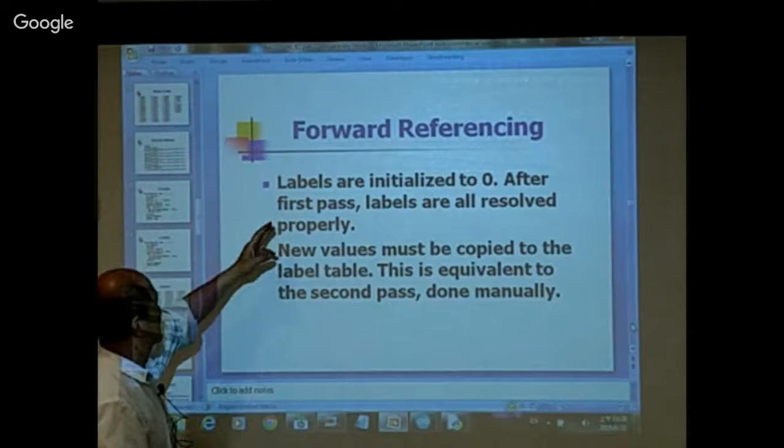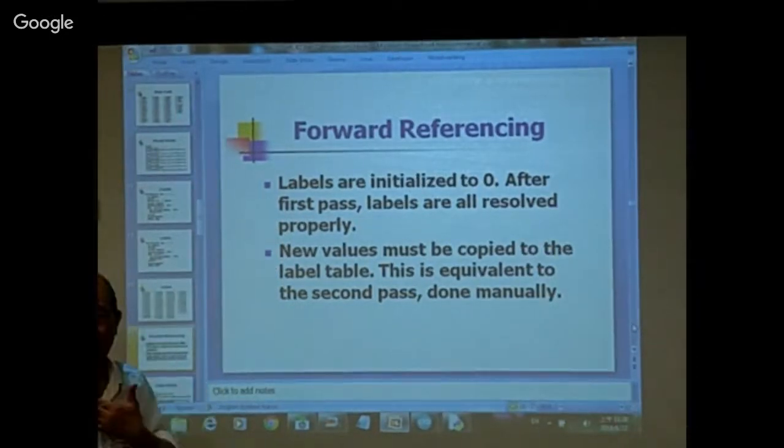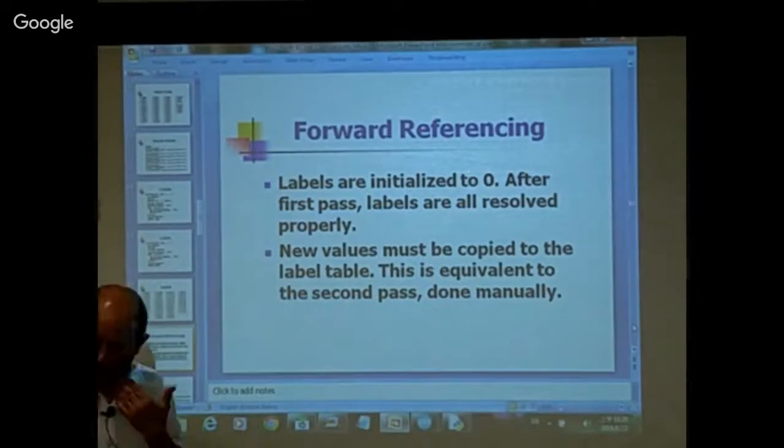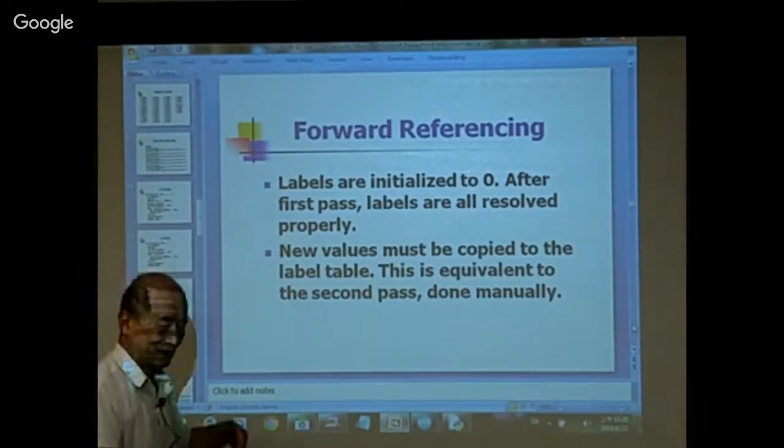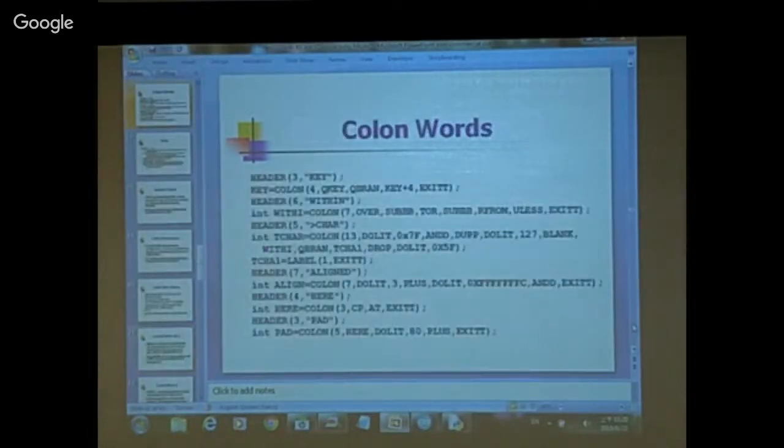So here are a bunch of colon words. You have the header and the key. You have query key and Q branch key +4. So this one branches to here. This is a begin until loop, and once you get out of it, you just exit.